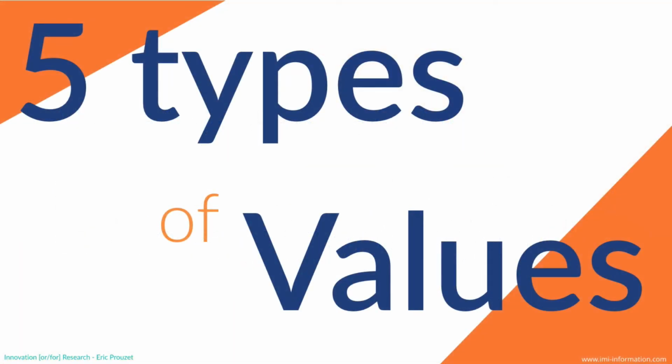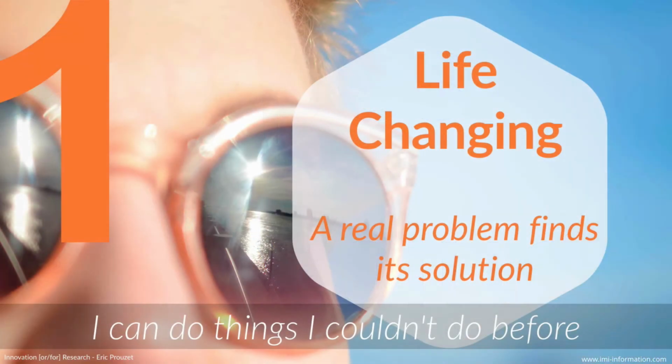We know that the value is a feeling. Value is what people feel, and we can define 5 types of values. The first value is what I call the life-changing. A real problem, it's always a real problem, the way we define it. A real problem finds its solution. We can say that now I can do things I couldn't do before. With space rockets, with computers, with antibiotics. This life-changing is now, from the user point of view, what we call the breakthrough innovation.